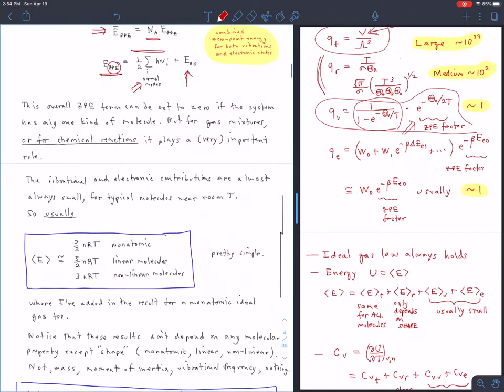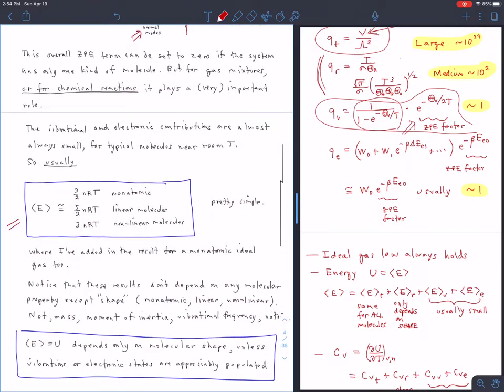In that case, the total energy for any ideal gas molecule becomes really simple. It only depends on the shape of the molecule. It doesn't depend on any other molecular properties. It's very nearly universal for all molecules. It's 3/2 nRT for a monatomic, because it doesn't have any rotations. It's 5/2 nRT for a linear molecule, and it's 3 nRT for a nonlinear molecule.